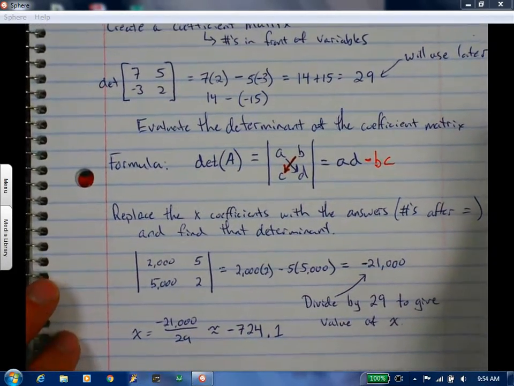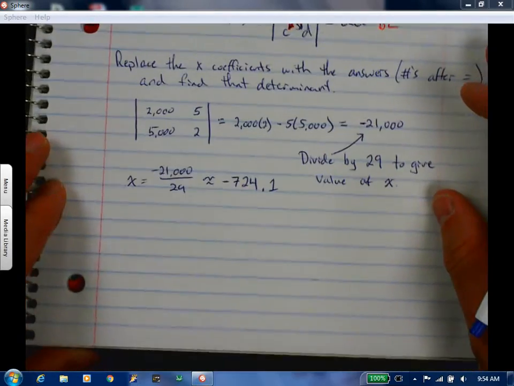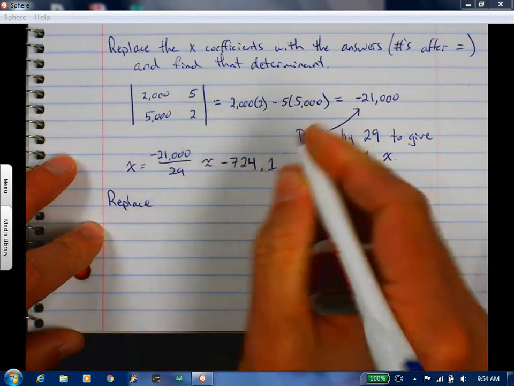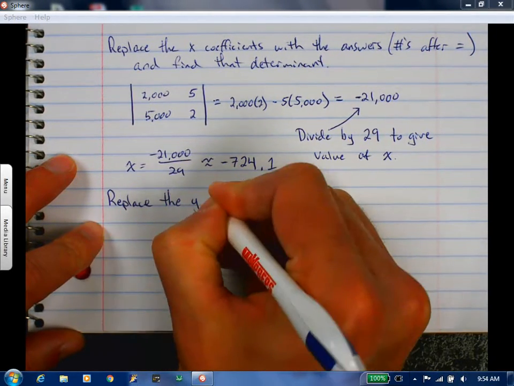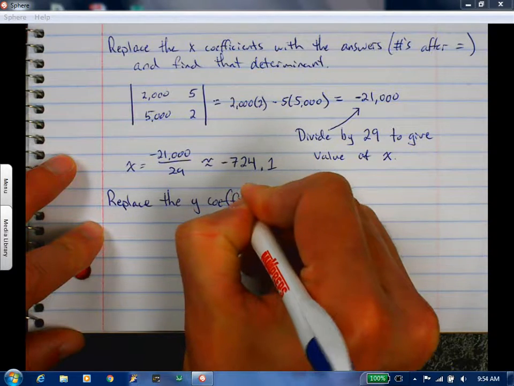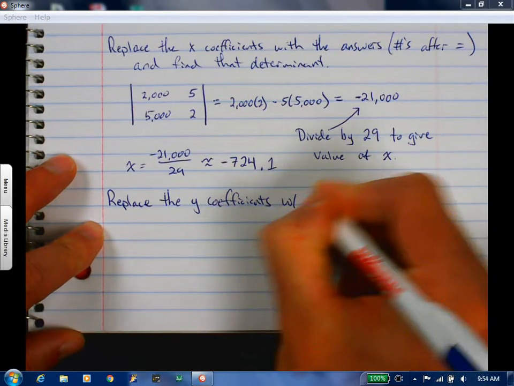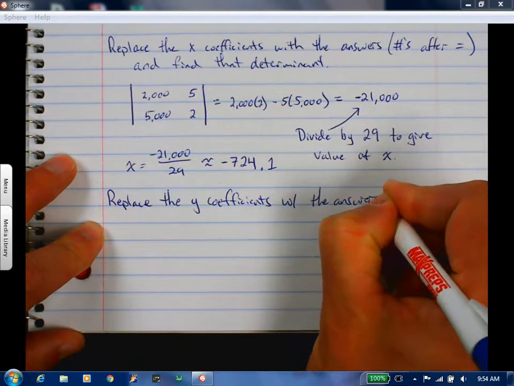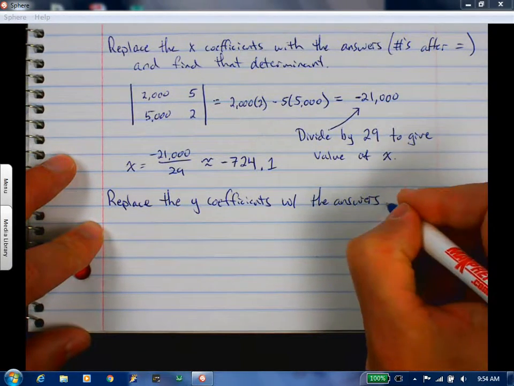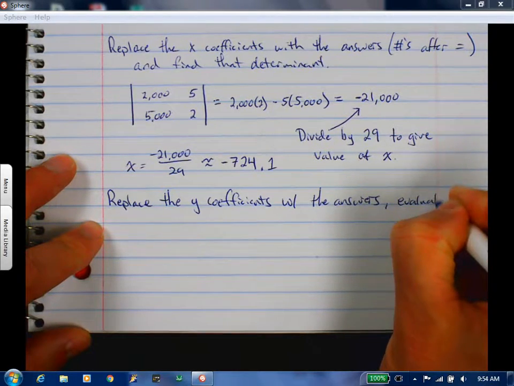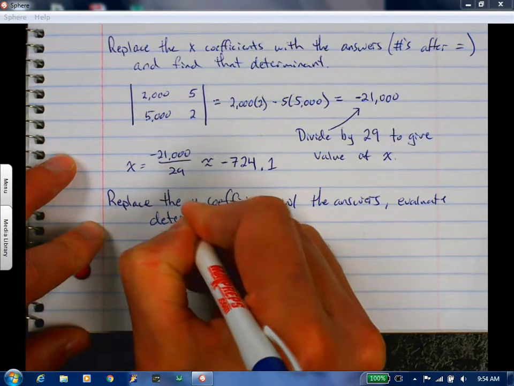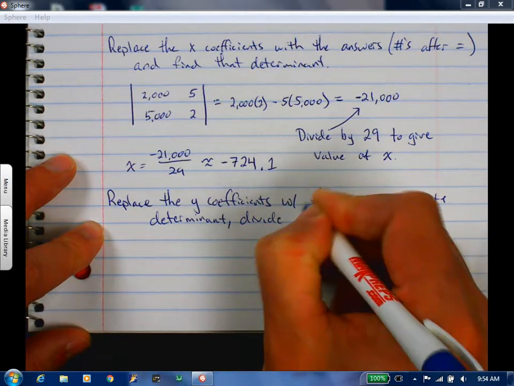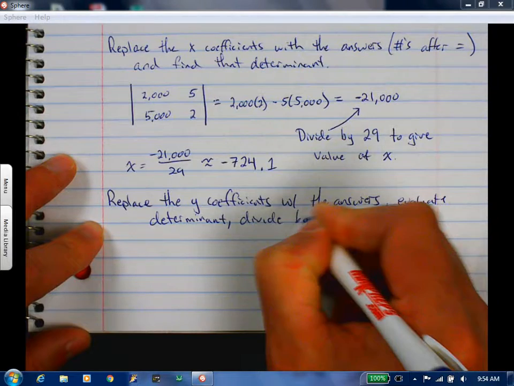Okay, jumping around a lot here. So we're going to replace the y coefficients with the answers. Again, the numbers after the equal sign. We're going to evaluate the determinant, and then we'll divide by 29. Now don't think you're always dividing by 29. That's just for this problem.